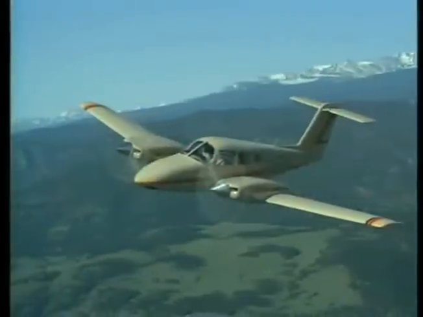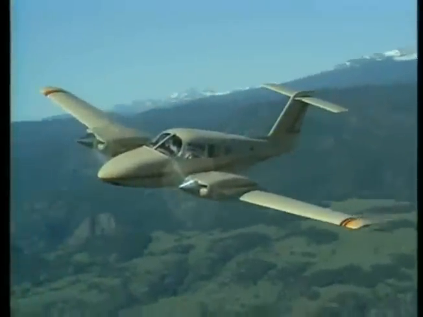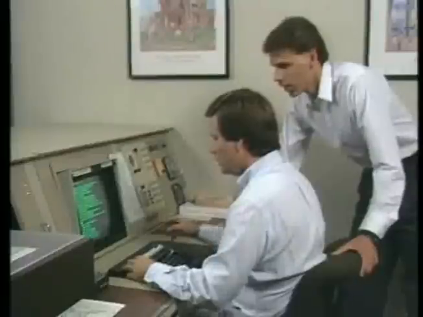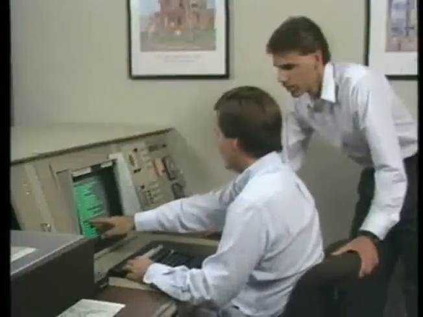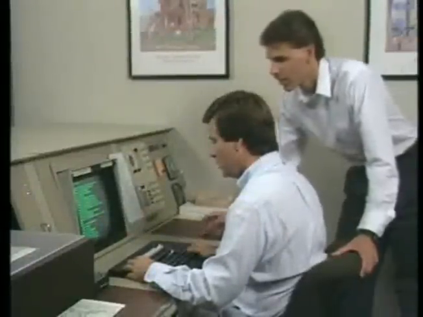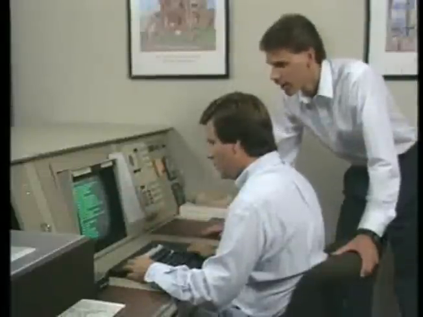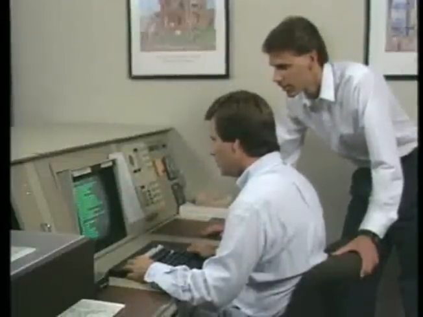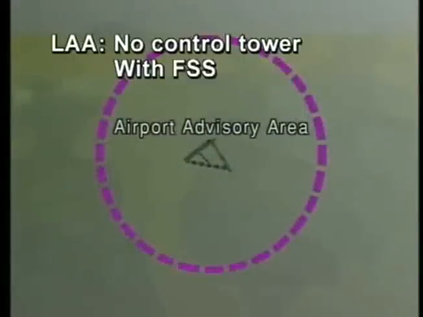The final grouping we will look at is designated as other airspace areas. The first type of airspace that falls under this classification is called an airport advisory area. There are 3 different types of advisory service available at select airports. The FSS provides a local airport advisory, or LAA, service to all participating aircraft within a 10 statute mile radius at airports that have a flight service station but don't have an operating control tower.